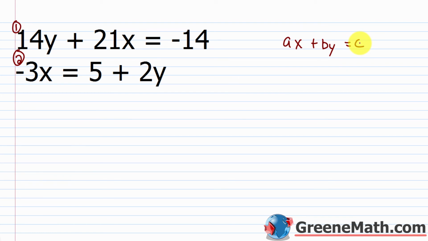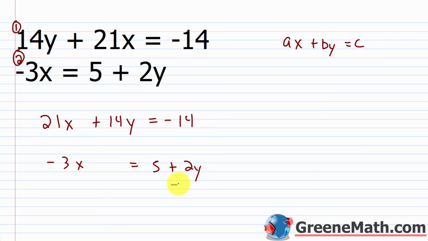Or standard form. And so all I'm going to do is just switch the order. So I would write this as 21x plus 14y is equal to negative 14. For this one, if I have negative 3x is equal to 5 plus 2y, all I need to do is subtract 2y away from each side of the equation. So this would cancel. So I'd have negative 3x minus 2y equals 5.